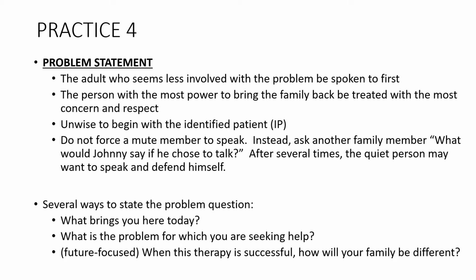So here are some things that the therapists in the book have recommended. The adult who seems less involved with the problem should be spoken to first. And also, the person with the most power to bring the family back should be treated with the most concern and respect. It is unwise to begin with the identified patient or the main patient, right? You don't want to start off with them immediately. And you do not want to force someone who's not really talking to speak. Instead, you might want to ask another family member, what would Johnny say if he chose to talk? And after several times, the quiet person may want to speak up and defend himself or herself. Okay. There are several ways to state the problem question as well.